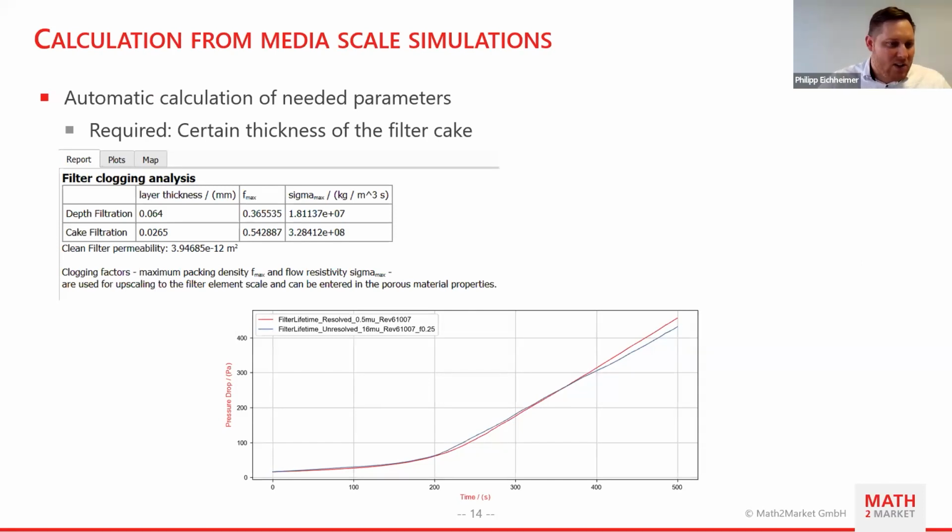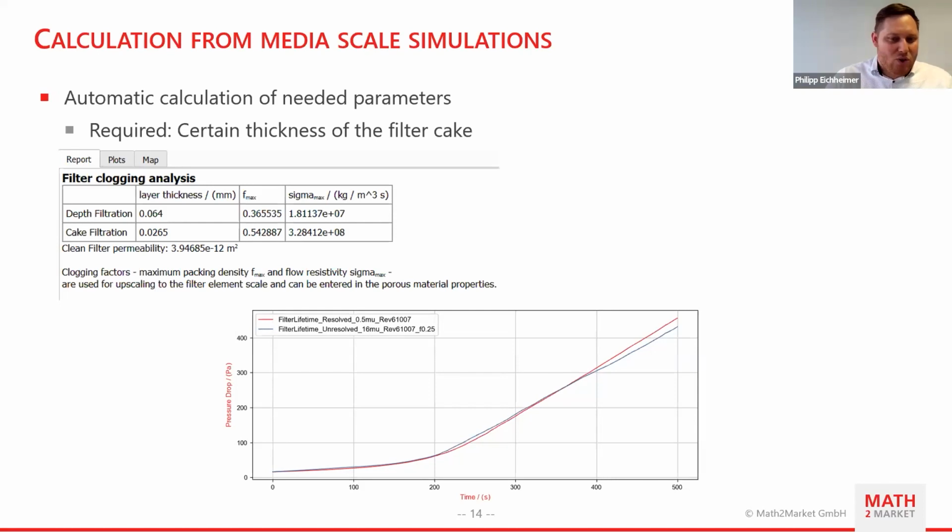When you run a filter media simulation, we see here the filter clogging analysis, and this gives us all the effective parameters we need to insert into the filter element simulation. Here we account, of course, for both filtration regimes, the depth filtration of the media, and also the cake filtration, which we have then on top of the filter media. It calculates and detects the layer thickness, the Fmax, which is one parameter, for example, which is representative for the filtration efficiency, or the filtration properties in general on the filter media, and the sigma, which is one parameter which we have for the flow resistivity, as well as, for example, clean filter permeability and so on.